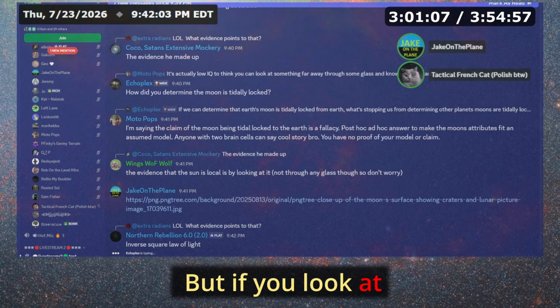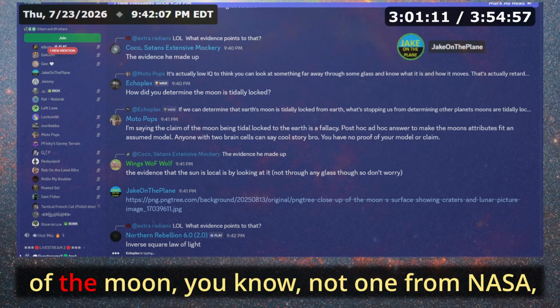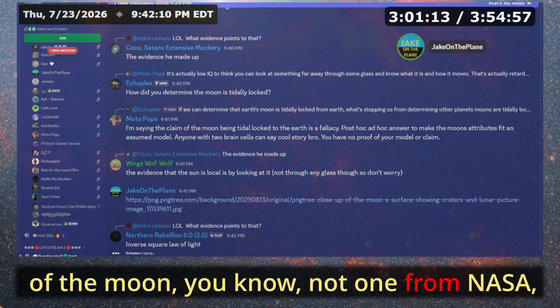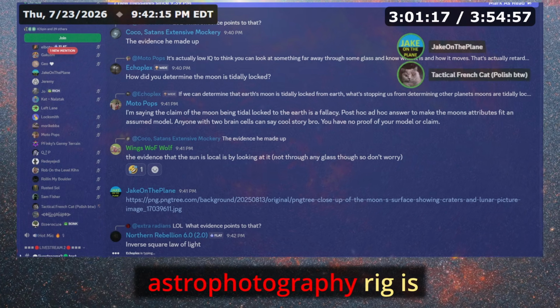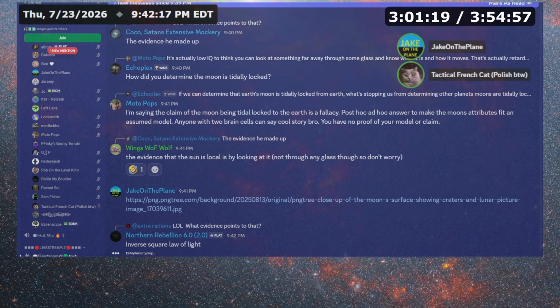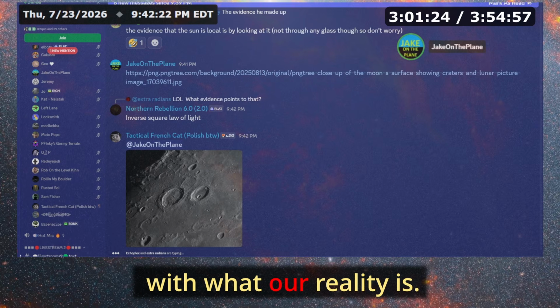But if you look at a close-up of the moon, not one from NASA, just one that you could take yourself or that any amateur astrophotography rig is taking, a good picture of it, it very much looks like a physical object. It looks consistent with what our reality is.